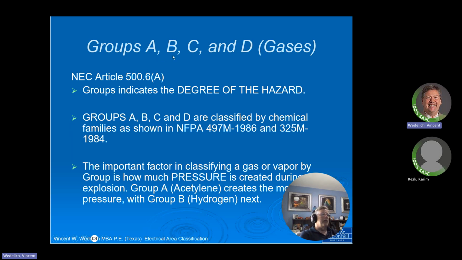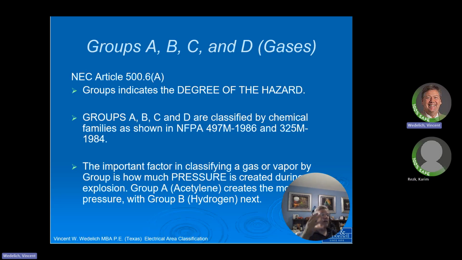So you've got Group A, B, C, and D gases, right? A being acetylene, B being hydrogen, C being ethylene, D being propane. Those are just examples. And if you pulled up the NFPA 497M 1986, you'd find these all broken out. So groups indicate the degree of the hazard, where A is the most flammable. It's just so explosive.